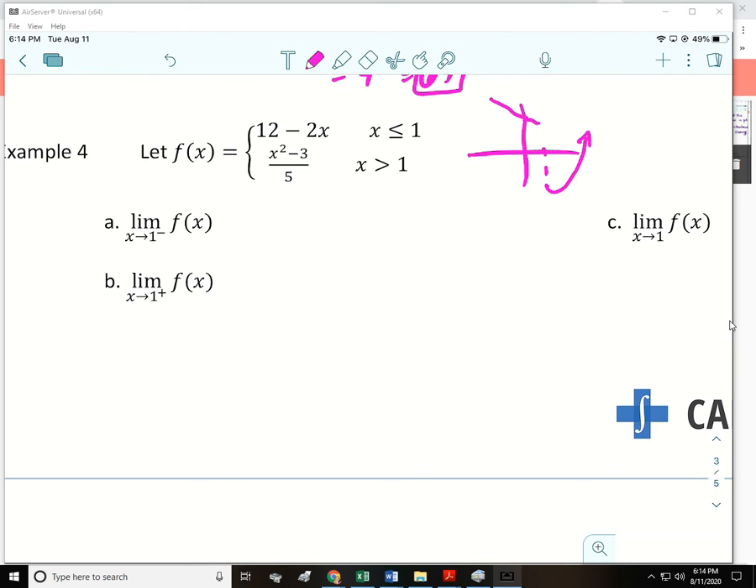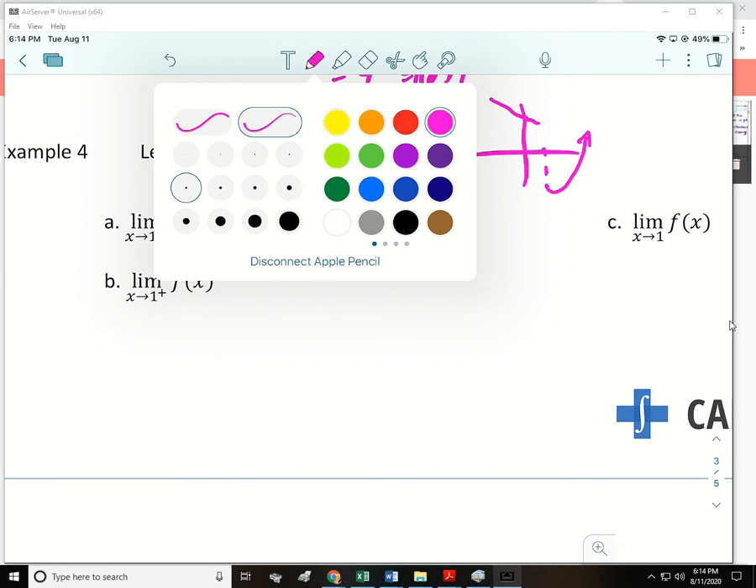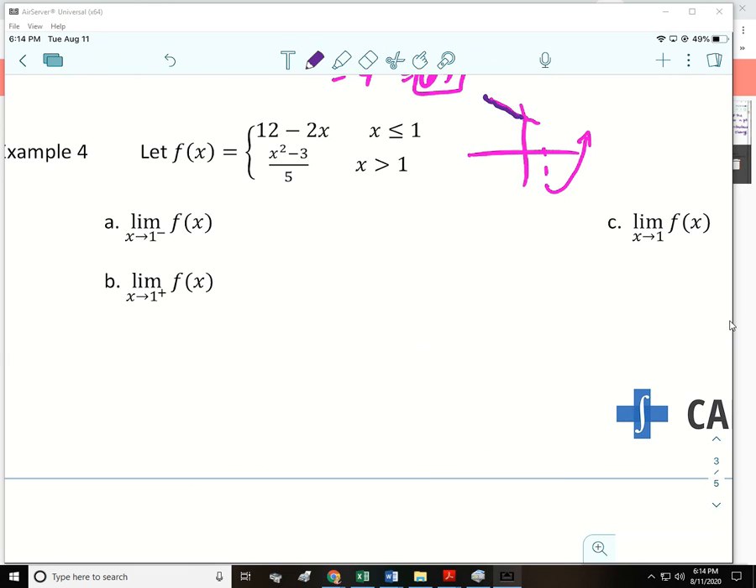So on A, we want the limit as x approaches 1 from the left. So if we're coming from the left, we're using this one right here, coming towards 1 from the left. So this is the first piece. So we would plug 1 into the first piece. And we're going to get 10.